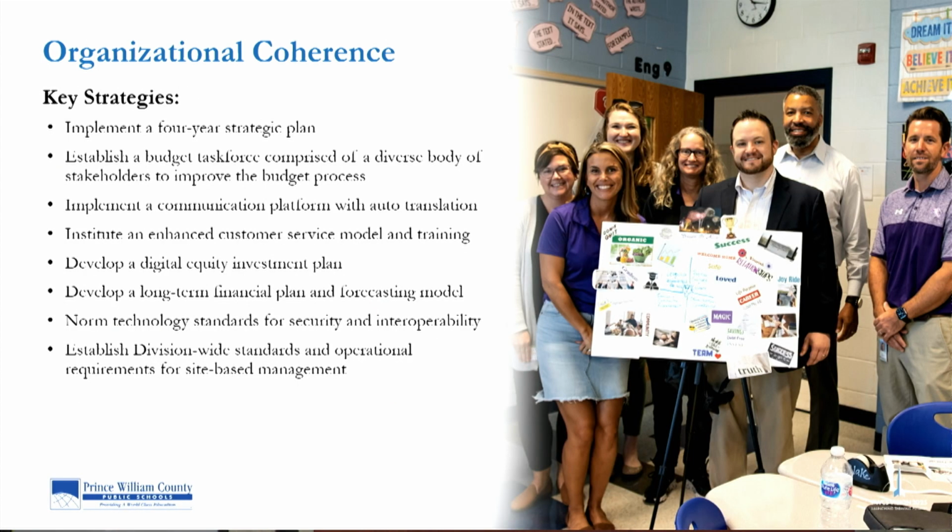Strategies for this commitment include initiating a budget task force to improve our budget process, developing a digital equity investment plan, and establishing division-wide standards and operational requirements for site-based management, to name a few. A major strategy is ensuring that our priorities are always driving our investments.